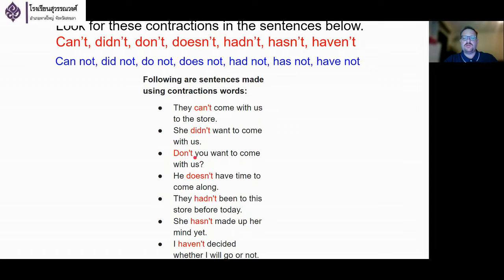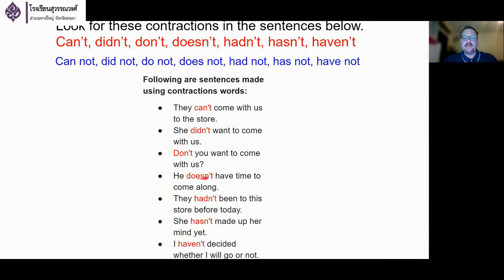Don't you want to come with us? See, that's a question. Don't you want to come with us? Do not you want to come with us? Don't sounds better in the English language. A lot of the English language is how it sounds or how natural it sounds when you speak it. So don't was do not.